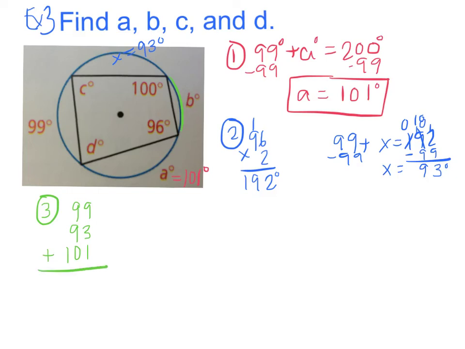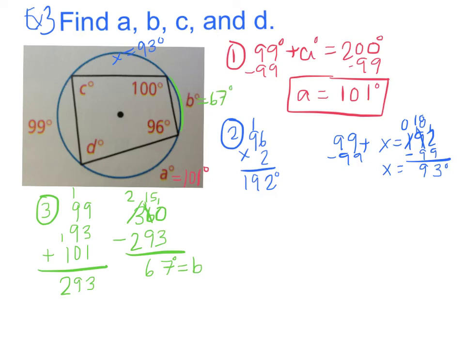So let's see what I have so far. 9 plus 3 is 12 plus 1 is 13. 9 plus 9 is 18 plus 1 is 19. So I have 293. That's not 360. We knew it wouldn't be enough because the remainder, or what we need, is what B is. So when I subtract from here, I'm going to need to borrow. So 10 minus 3 is 7. 15 minus 9 is 6. That means that 67 degrees is B, B equals 67 degrees.